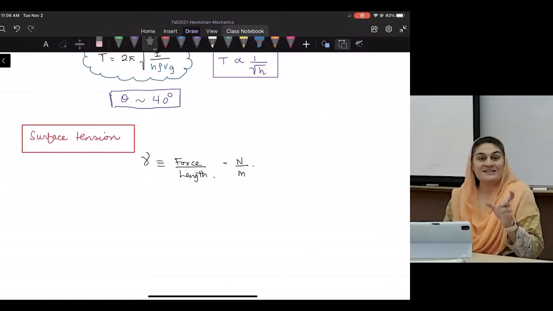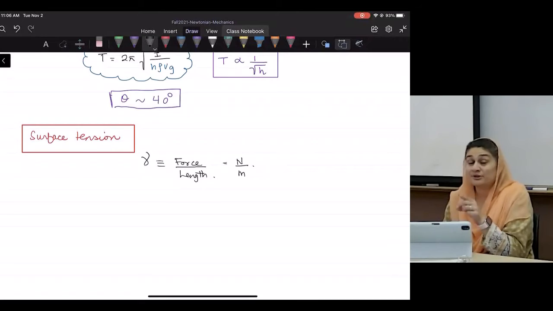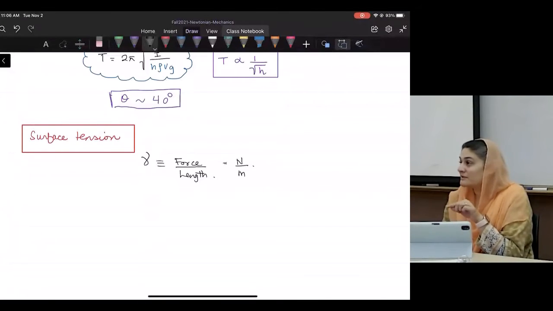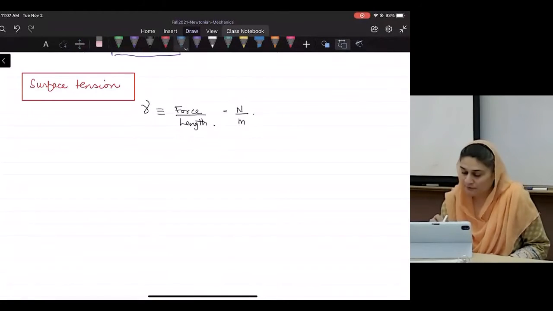It is the force that acts per unit length. Just like, remember, pressure is force per unit area. What is surface tension? Force per unit length. Okay. There is another definition for gamma, beyond force per unit length.